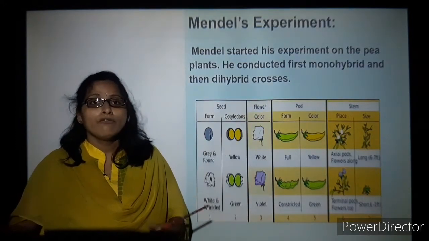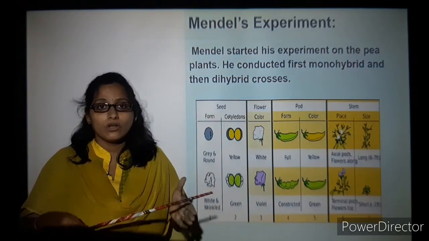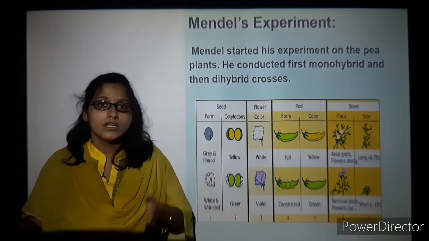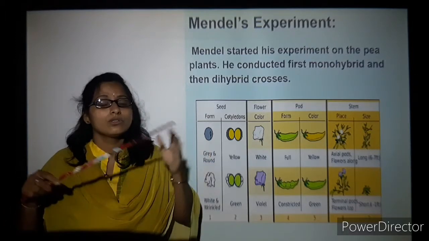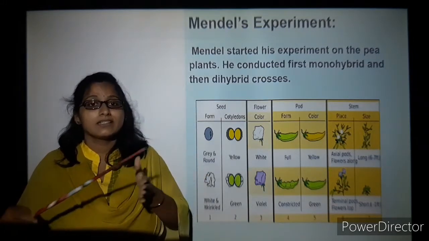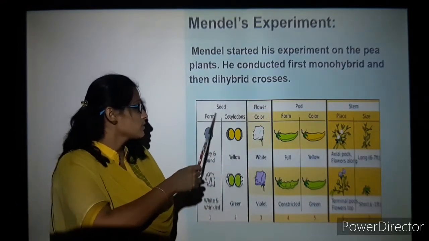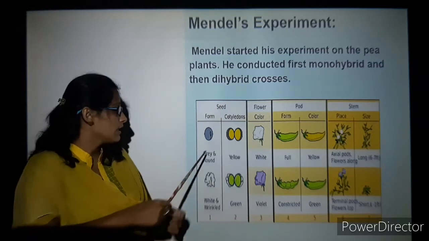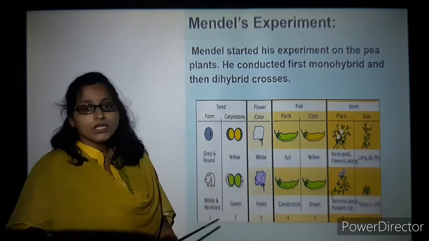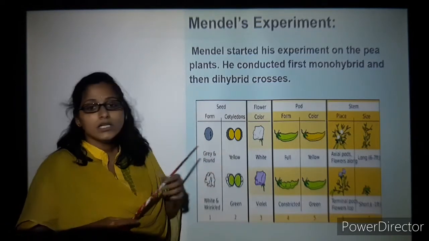dihybrid crosses. For doing this experiment, he wanted certain characters, like as I told, tall and dwarf, that is opposite characters, wrinkled and round, yellow, green. So all these characters were found in pea plant. So let's understand the different characters that can be used for the monohybrid and dihybrid crosses. So with respect to seed, form of seed, let's say form of seed is grey and round and cotyledons are yellow. So we can cross grey round seed with yellow round seed.